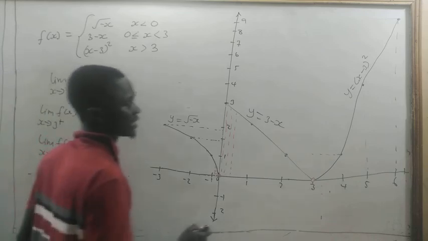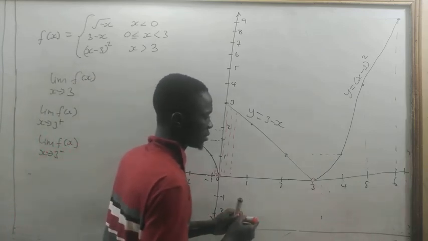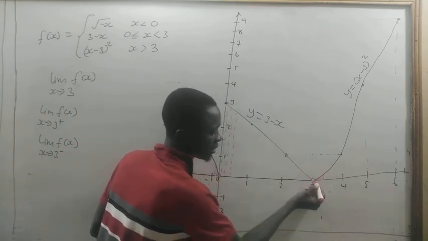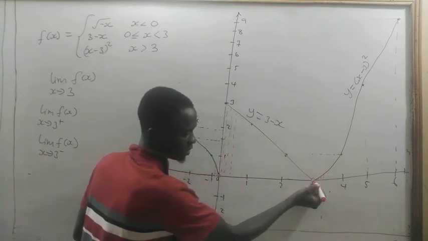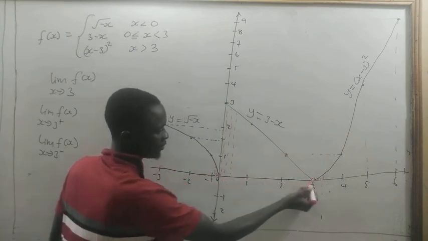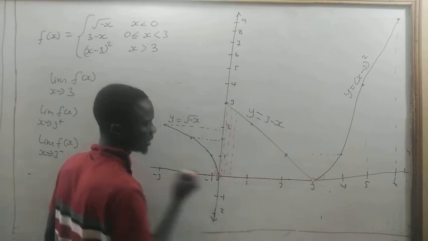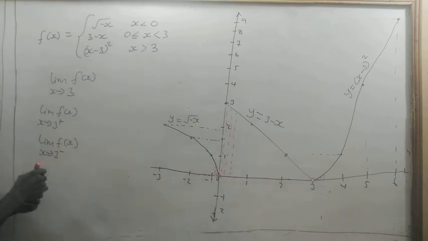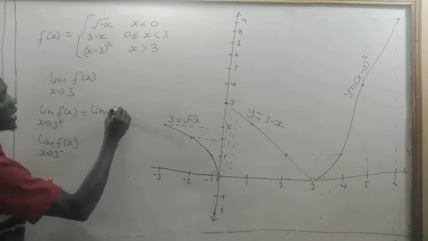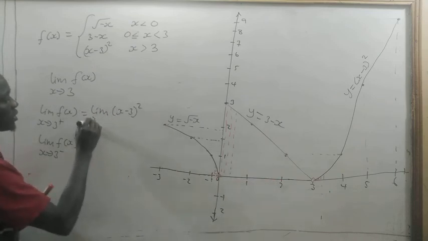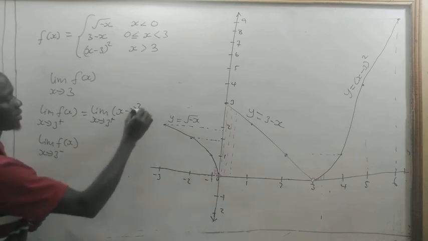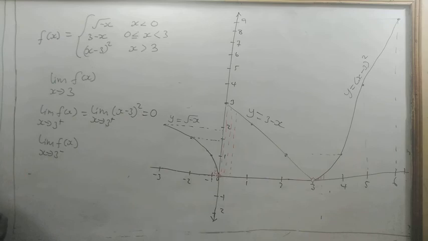So now from the right hand side, let's see. As x approaches 3, you see that it gets to 0 because the point will come and lie on the x-axis, and if you trace it here, you are getting 0. So here you use the limit of x minus 3 all squared as x approaches 3 from the right, and it is equal to 0.